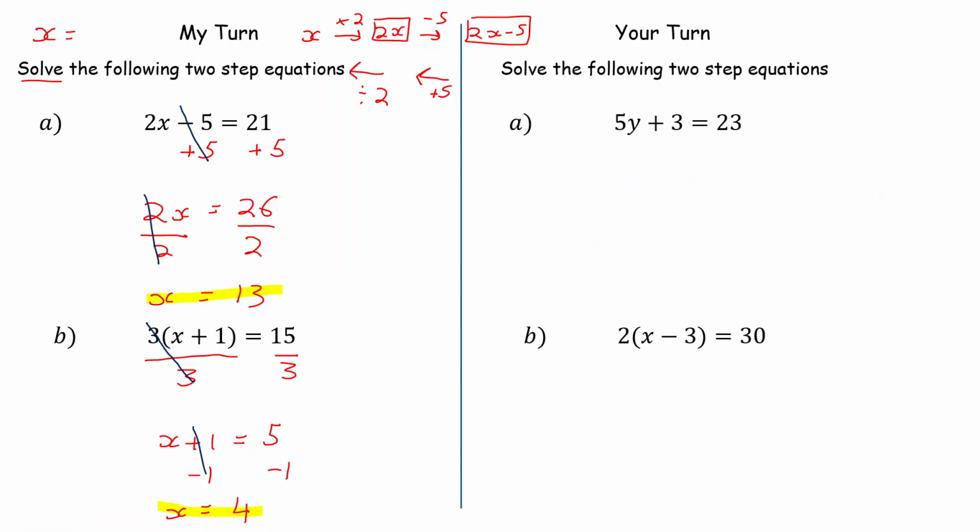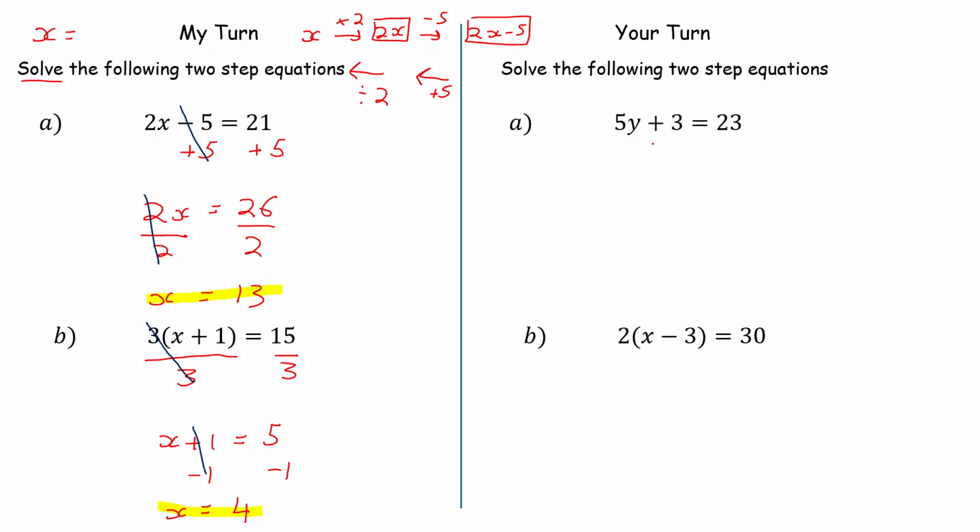Right, you can try these two questions here, these two your turns, and then that's going to be it for this video. Okay, so the first one, we've got solve the following equations, two-step equations. So we want to go and find this variable here. This equation is similar to the one on the left-hand side, so let's get into it.